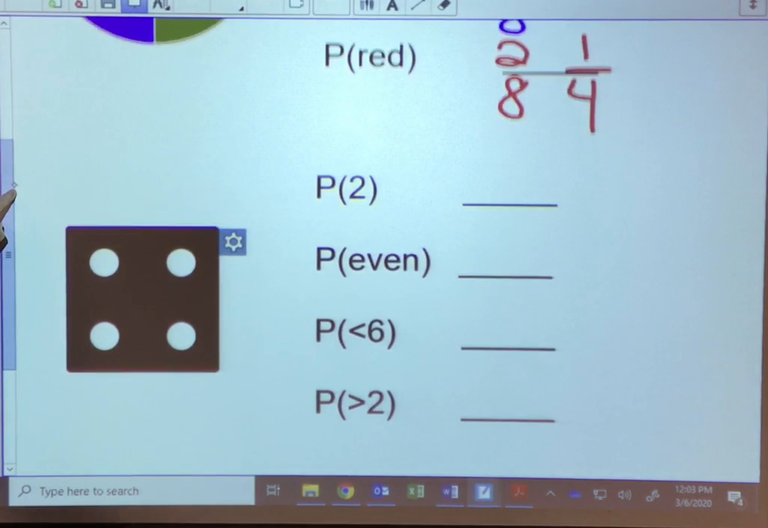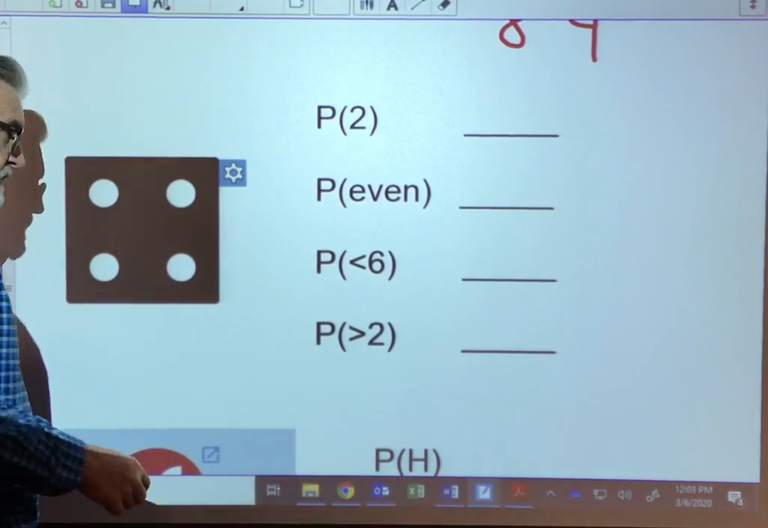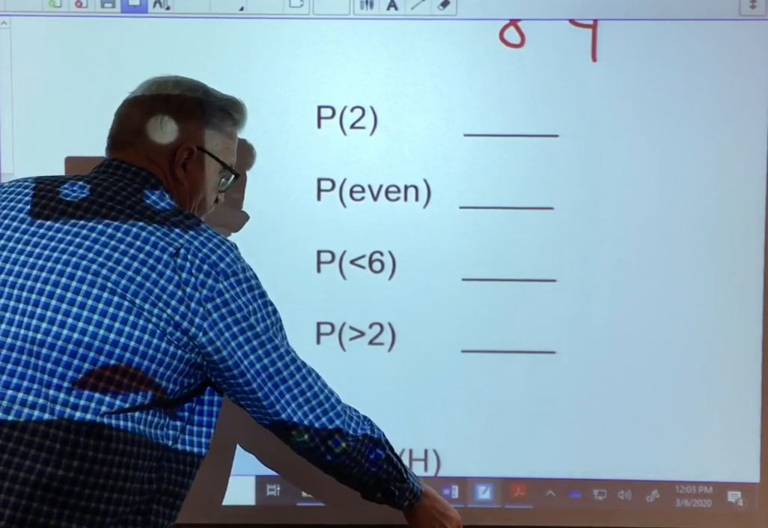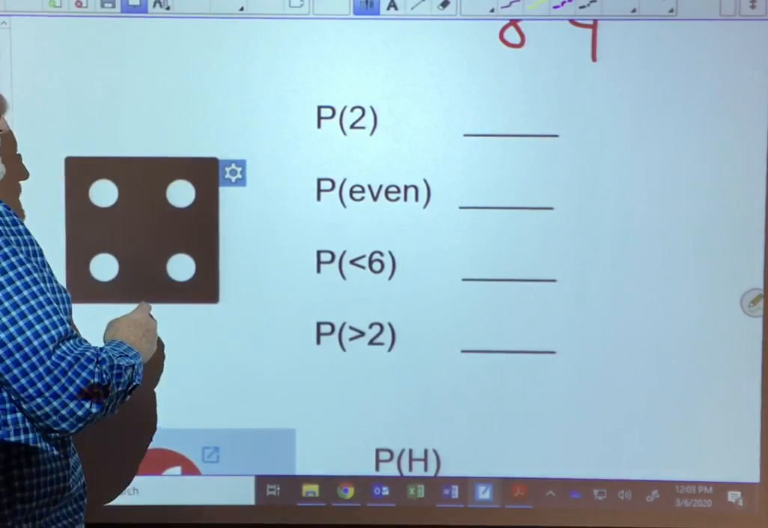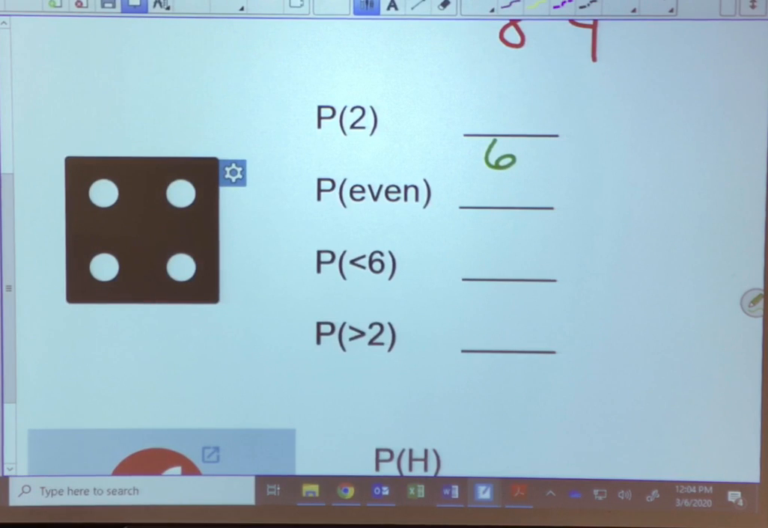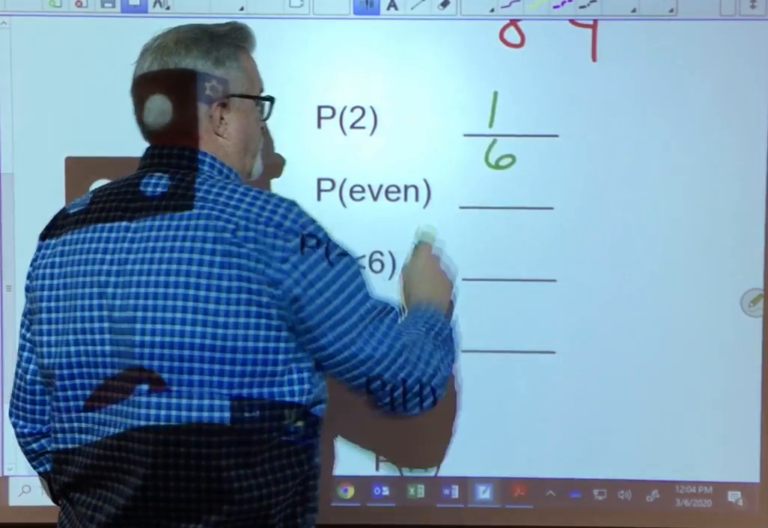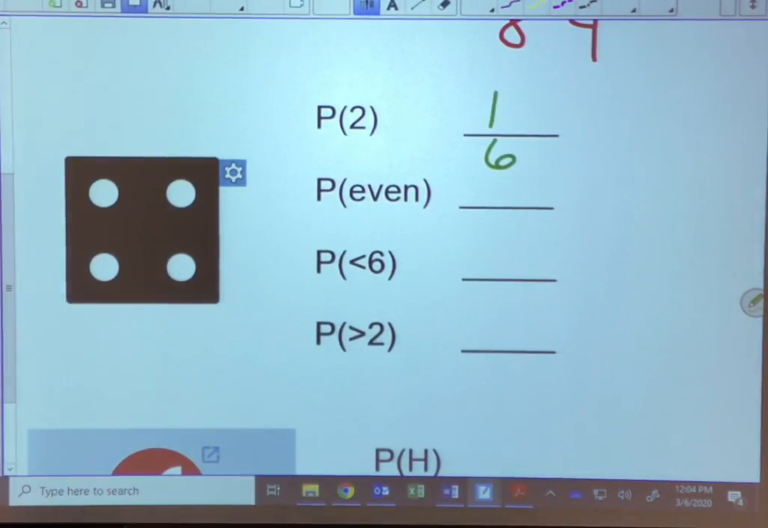Let's go ahead and look at another example here. Now we're rolling a dice or a number cube. Remember, how many outcomes did we say there were to a standard number cube or dice? 6. And we're trying to find the probability of rolling and it landing on a 2. Okay, well there's only one 2 on this dice, so it's going to be 1 out of 6. So that means if I roll this 6 times, one of those times, theoretically, I should get a 2.